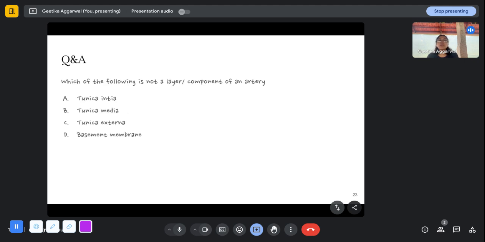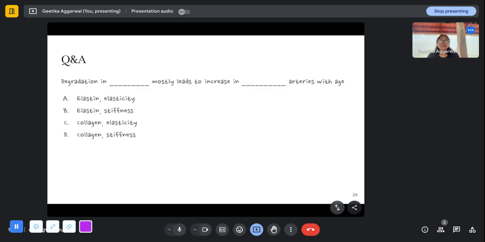Which of the following is not a layer or is not a component of an artery? Tunica insula, tunica media, externa, and basement membrane. It might be clear to you that the answer is actually tunica insula because it's either called tunica intima or tunica interna. There is nothing called a tunica insula.